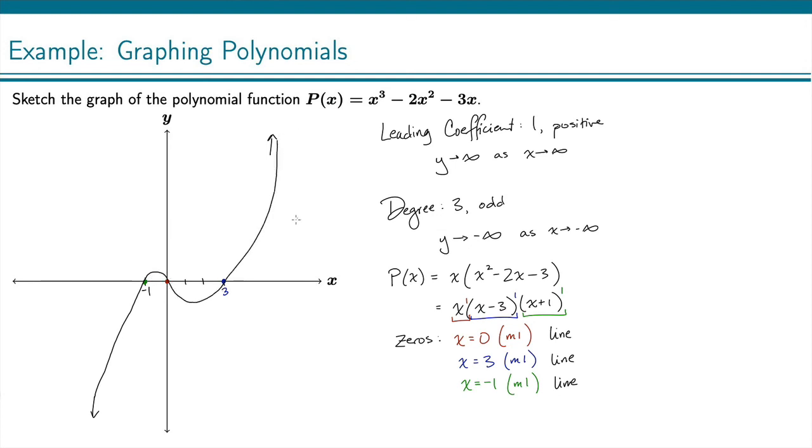Okay, and then we just connect it to our end behavior. And there's a sketch of our polynomial. We of course don't know how high or low it goes in these different sections, but this is still our basic shape.